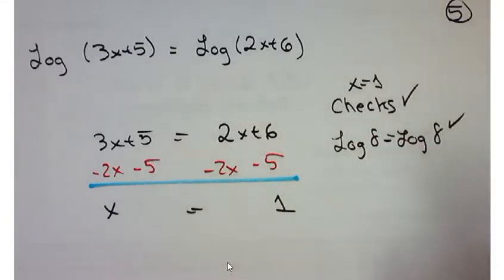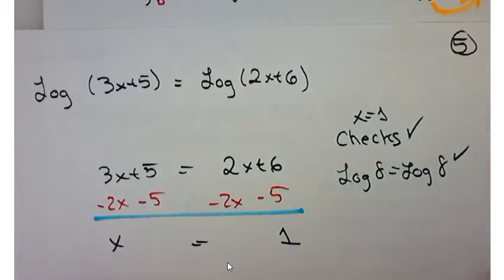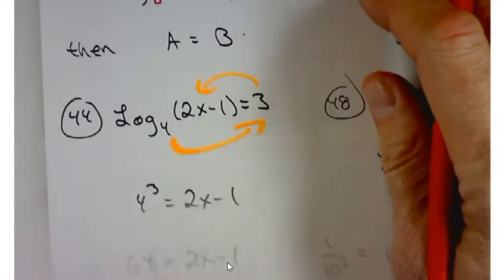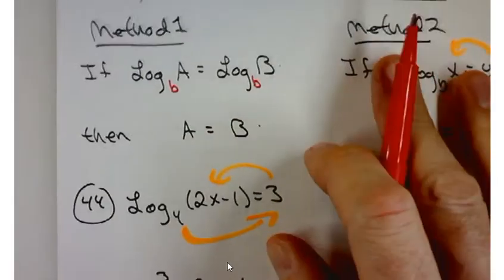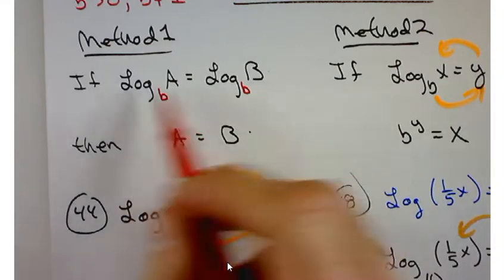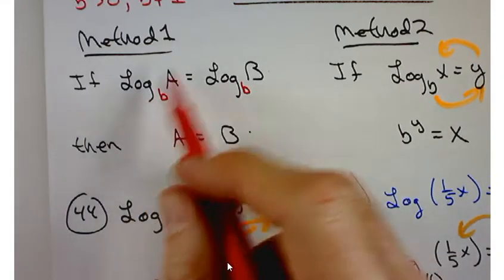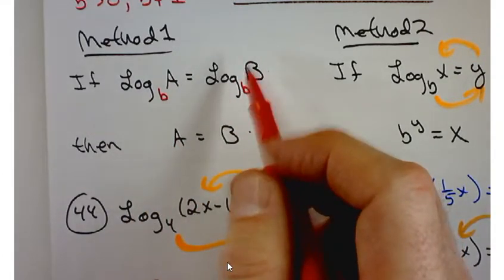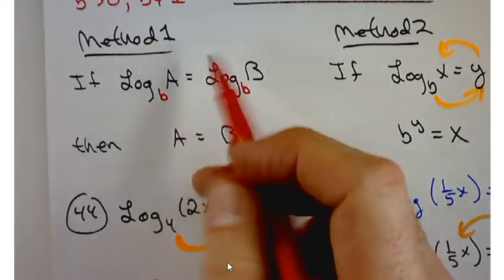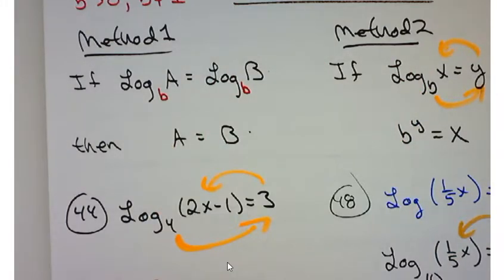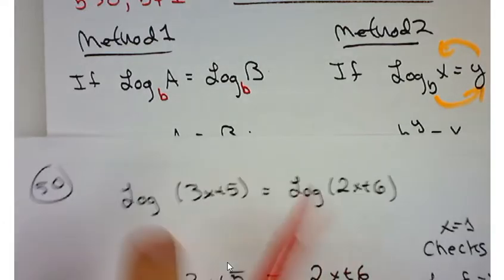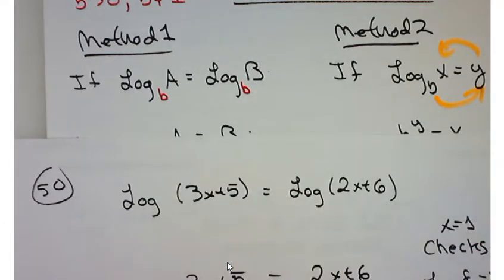Because I can. Because it makes it a solvable problem. I'm using this idea that I gave us back here with method 1. If you have log of something equals log of something else, you can get rid of the logs. Now what you have to be careful of is you can't do this just any time you want. You have to have the log of something equals the log of something else. So you got a great question here. Let me see if I can find an example.